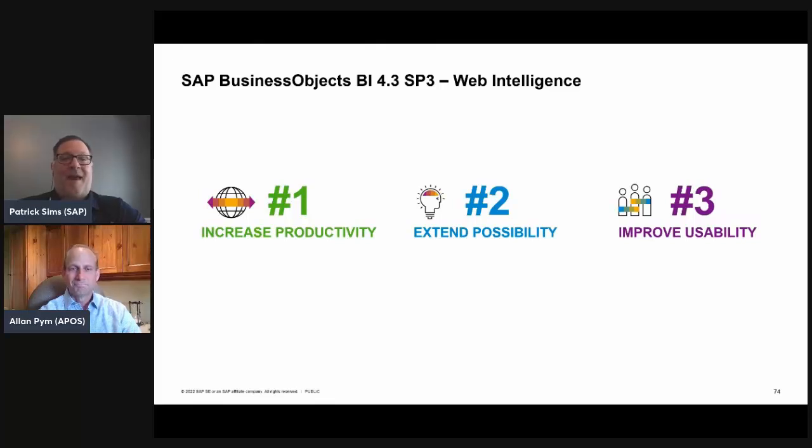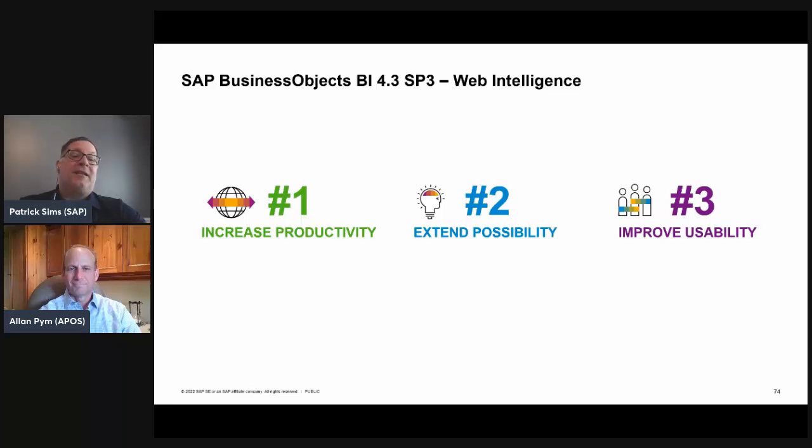Sure, and thanks for having me back, Alan. So the three key themes that we were looking at in Service Pack 3, and the slide indicates Web Intelligence, but really this was across the BI platform as well. That would be increased productivity, so things to help you build your content better, faster, stronger. Extend the possibilities, so extending data sources, extending APIs and SDKs, things like that, and then improving usability because we are still dealing with 4.3, a new user experience, new UI.